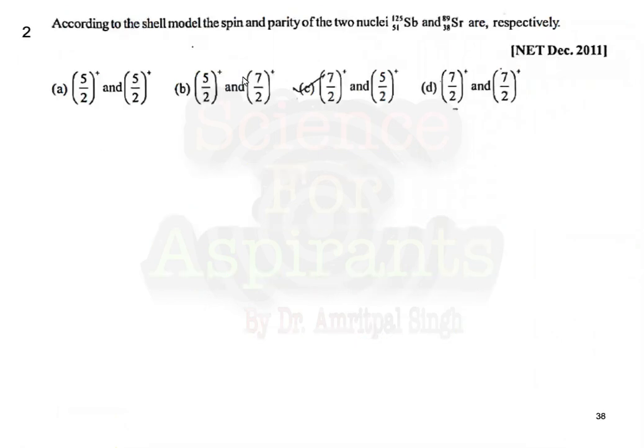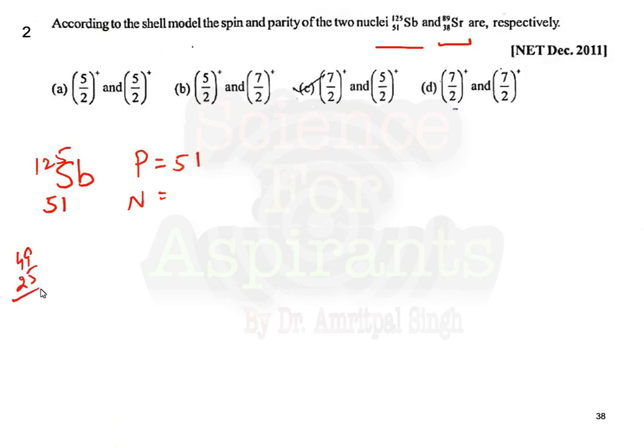So this is another problem. According to the shell model, the spin and parity of two nuclei, antimony-125 with atomic number 51 and strontium-89 with atomic number 38, respectively, we believe. So antimony is 51 and 125. So you will see that proton number is 51 and neutron number is coming out to be 49 plus 25.